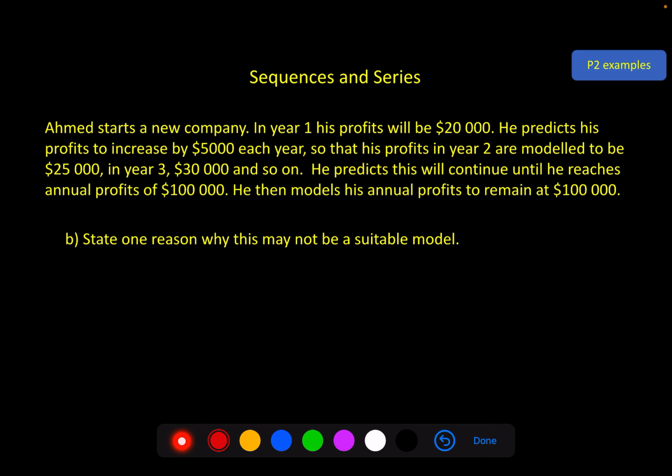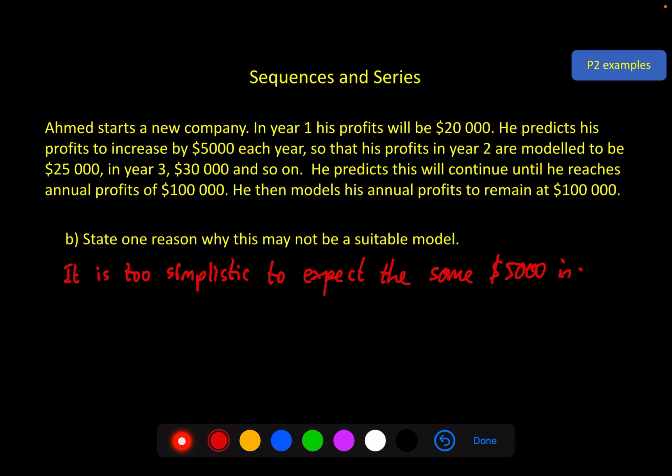So what would I say here? It is too simplistic to expect the same $5,000 increase each year. And if you had time to elaborate on that to make sure you got the mark, you could say something like, maybe one year he would have a bad year, and it would be less than this.